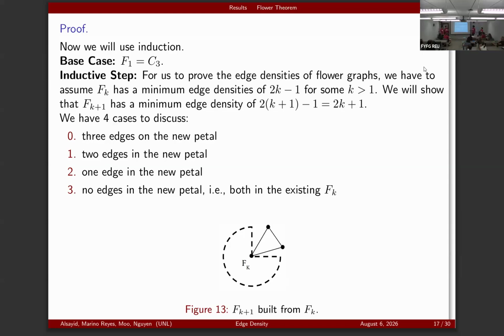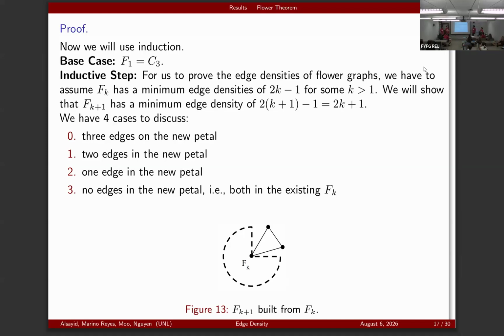First is that 0 edges are on the old graph, 3 edges are on the new petal. We can take a look at this petal right here, from here, here, here. And those are 3 edges in a row, which would form an internal edge, so we don't really have to worry. The next case is that 2 edges could be in this new petal, so here and here, for example.